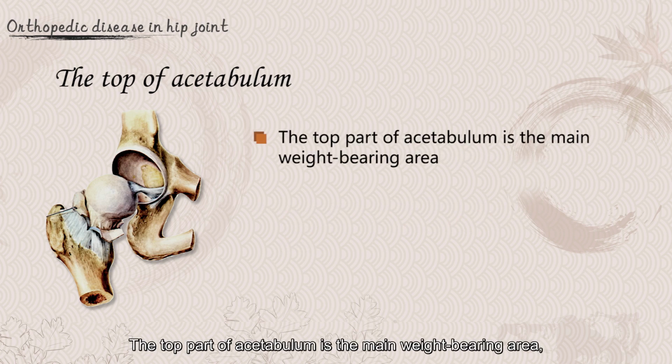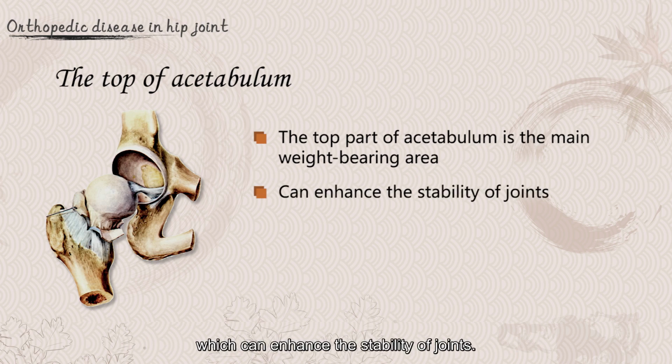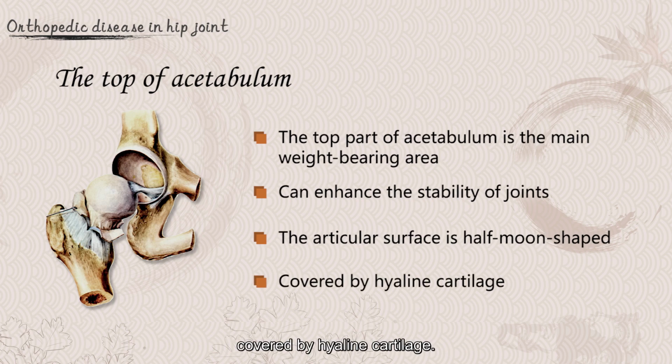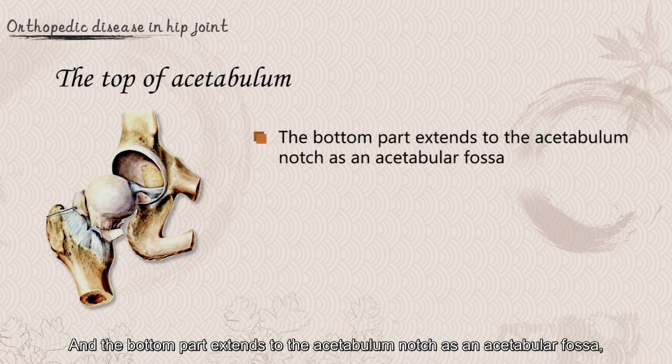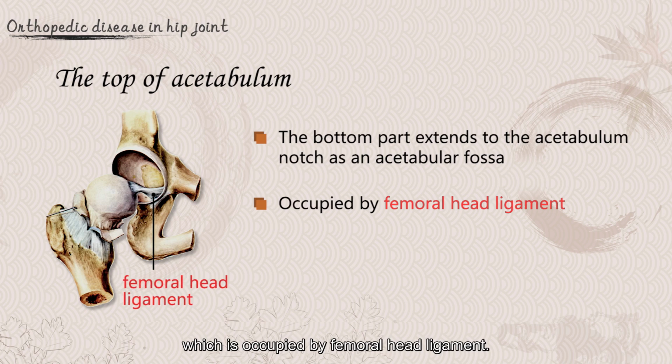The top part of the acetabulum is the main weight-bearing area, which can enhance the stability of the joint. The articular surface is half moon-shaped, covered by hyaline cartilage, and the bottom part extends to the acetabular notch as an acetabular fossa, which is occupied by the femoral head ligament.